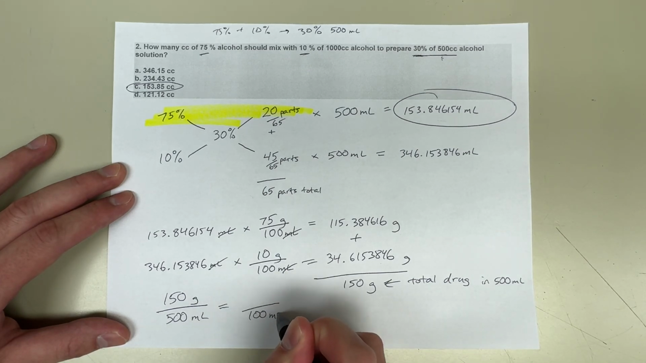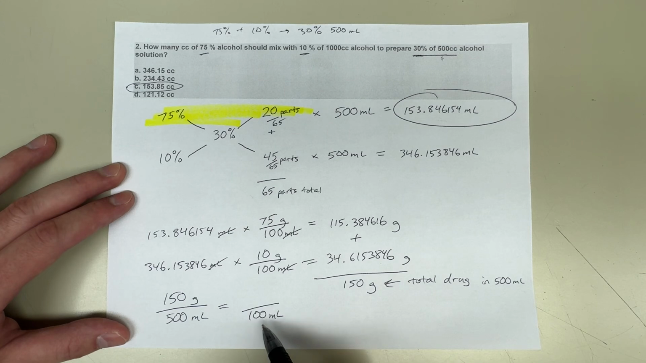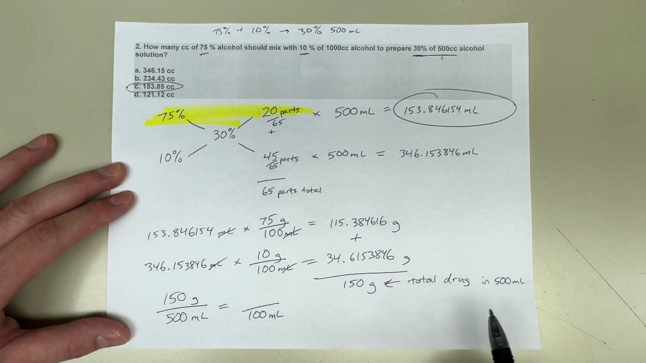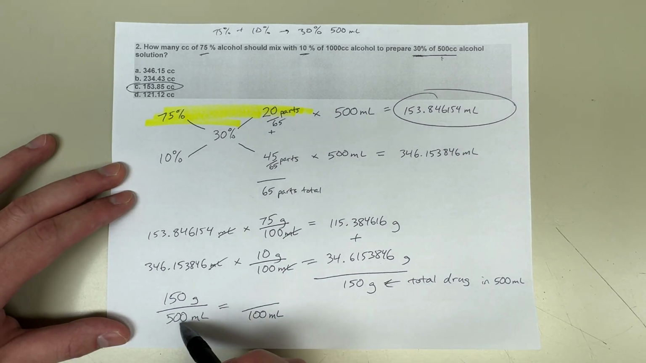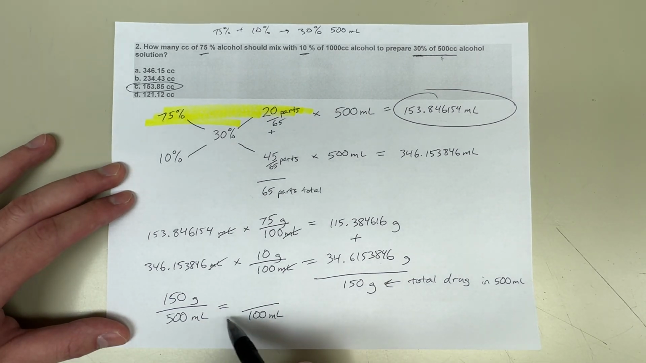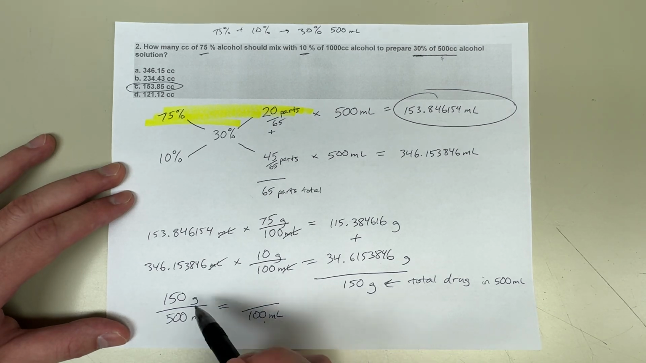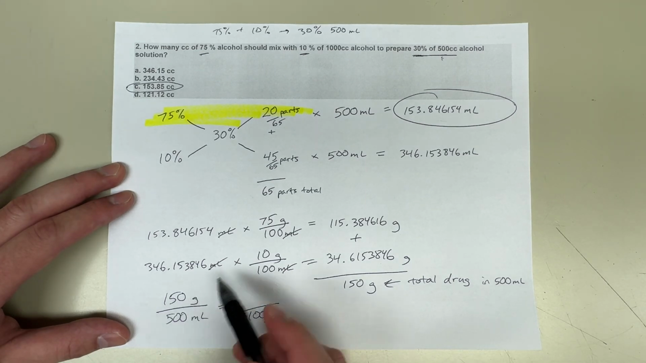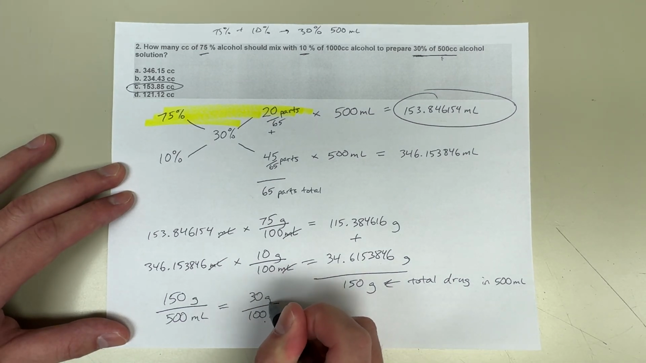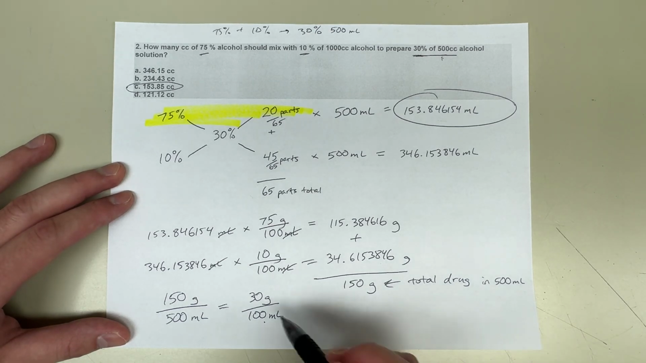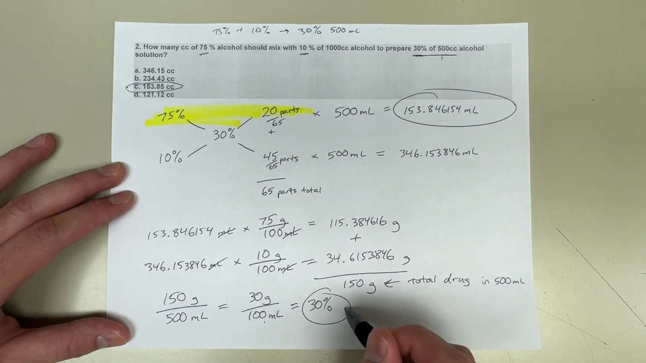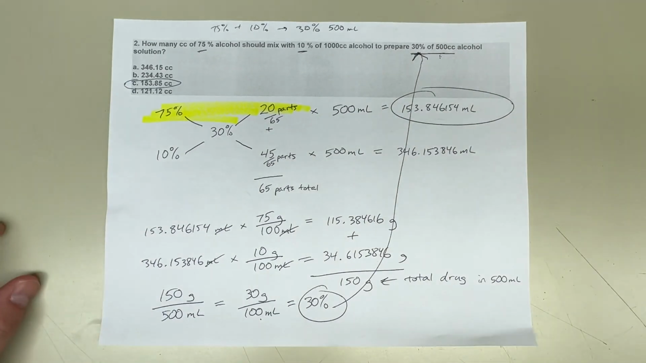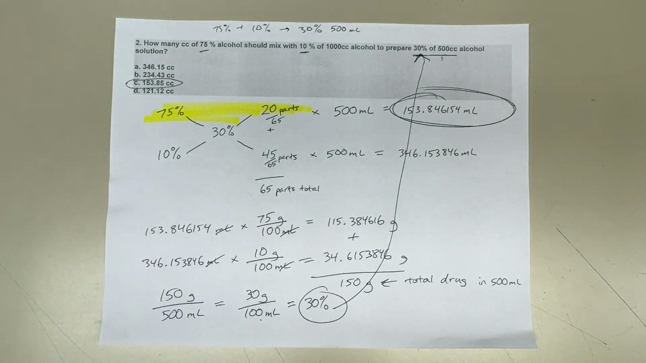To make a percentage strength, I just try to force this to 100 milliliters. You can either do cross cancellation and put this as a variable, but I like to just do 500 milliliters divided by 5. I know the 5 is the factor here. So 500 divided by 5 changes it to 100. And I'll do the same thing with the numerator: 150 divided by 5 equals 30. So 30 grams over 100 milliliters is the same thing as 30%, which is what I wanted originally, right? 30%. That's why I know this for sure is correct.